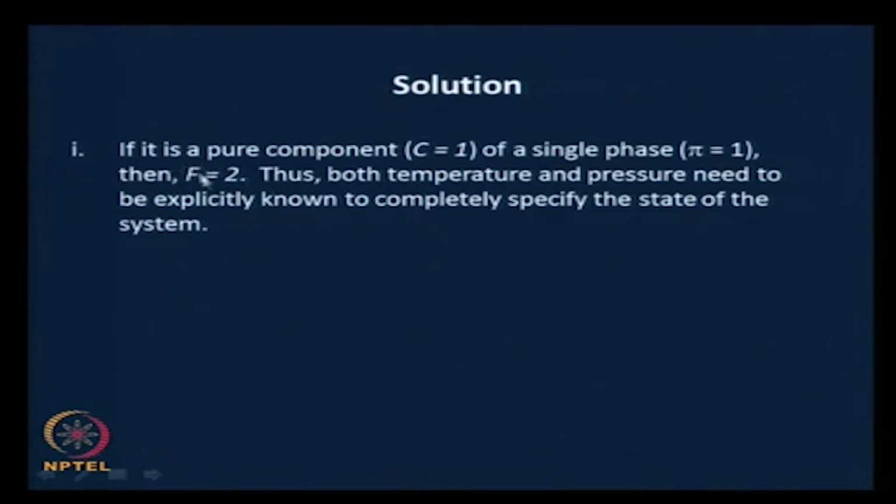F essentially implies the number of independent variables that are needed to fix the state of a particular system, and typically temperature and pressure can be taken to be those variables of choice. The temperature and pressure need to be explicitly known to completely specify the state of the system.